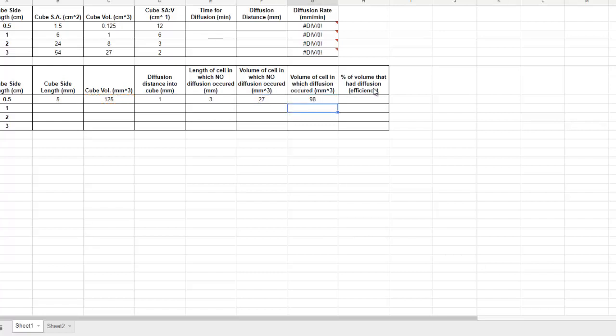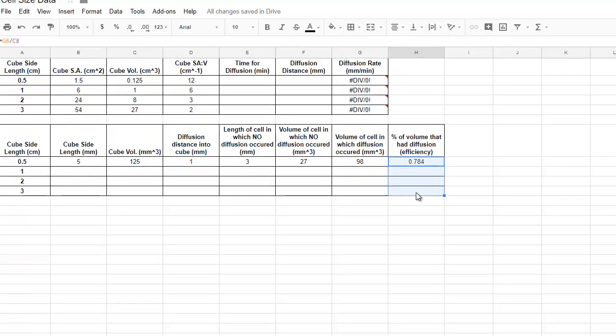So I hit enter. Now I want the percent of the total volume that had diffusion. So I'm just going to take this amount that has diffusion and divide that by the total cubic volume. And I get about 78.4%. Of course, it says 0.784, and actually, it doesn't say percent at all. This bothers me. So I'm going to highlight this, and I'm going to click on this button up here that says Format as Percent.